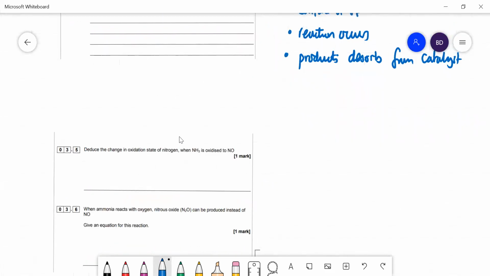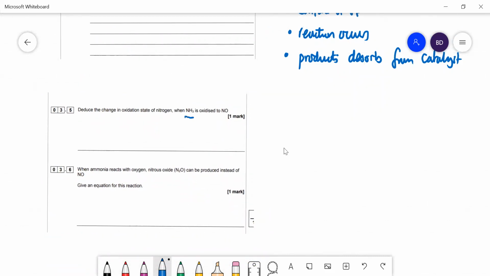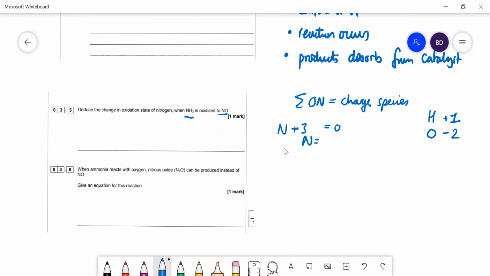Okay, right, this is an oxidation numbers one then. The change in oxidation number of nitrogen when ammonia is oxidized to NO. So don't forget that the sum of the oxidation numbers is equal to the charge on the species. Hydrogen is always +1, except in metal hydrides. Oxygen is always, of course, -2, except in peroxides. So what's the oxidation number in ammonia? The charge on ammonia is 0. Nitrogen we don't know. Each hydrogen is +1, so that's +3. That means N is equal to -3 there.